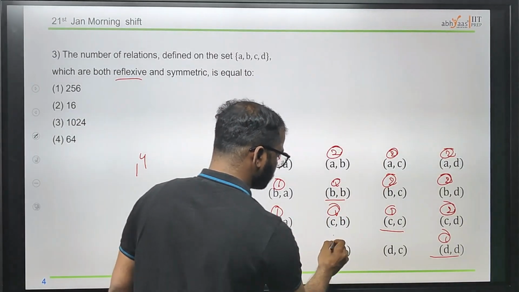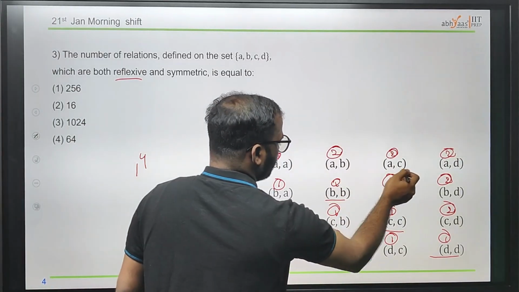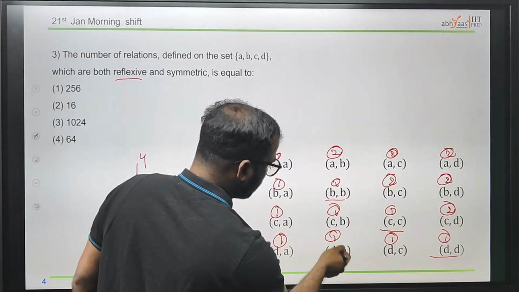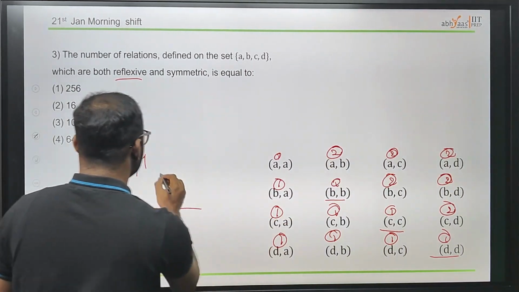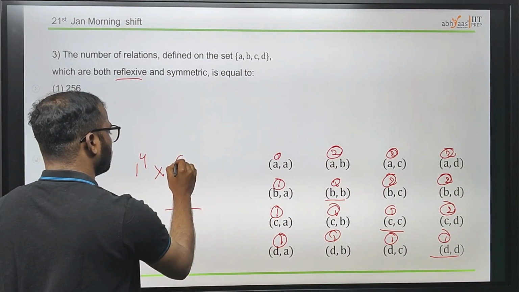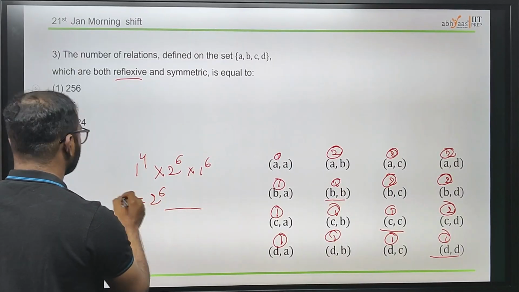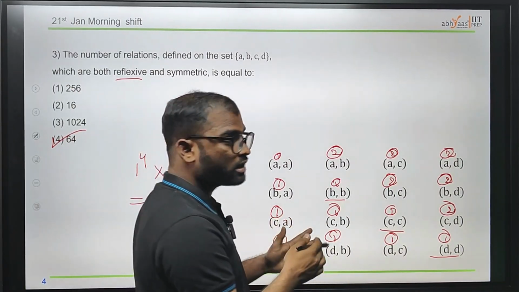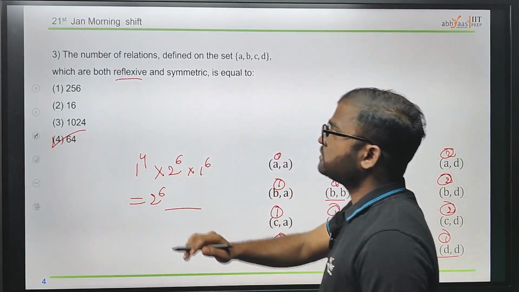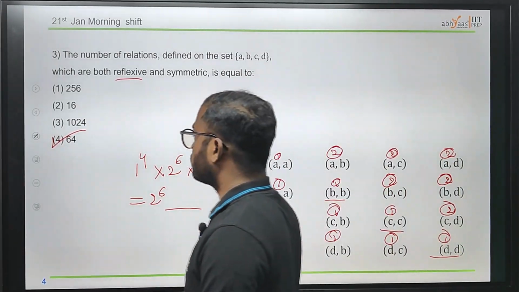Therefore if we see here, we have 1 power 6 for 1, 2, 3, 4, 5, 6, and also into 2 power 6. Therefore we will have 2 power 6 ways, which is nothing but 64, so that is the answer. I hope you understood how we can solve this, how to find the number of relations which are reflexive and symmetric. They have a major role in this question.